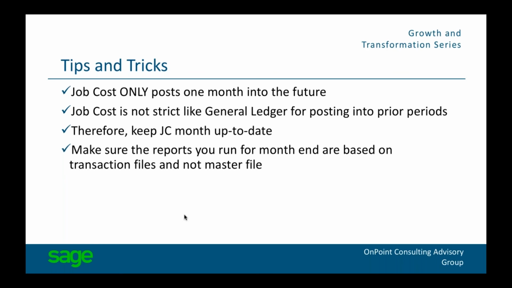to job cost. Let's say if it's in May right now and we're fixing to go into June, it will post all of June's stuff. But if you keep job cost in May and you get into July transactions, unless you move job costs forward, it will not post those July transactions. So your job cost reporting will be incorrect.